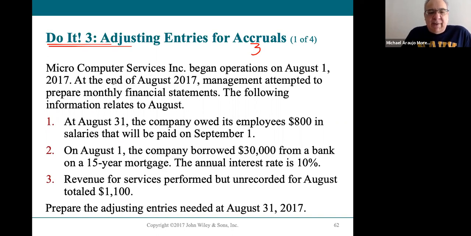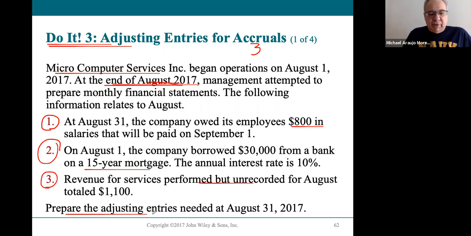So here we are at the end of August for Microcomputer Services Incorporated, and they have a few things going on. They owe employees $800 in salaries. It's not going to be paid until September. The company borrowed money from a bank. We know it's a long-term liability. We don't care about it because all we really care about is what's the interest for August, right? And the last thing here is it looks like they performed services, but they never recorded it. So that's got to be recorded.